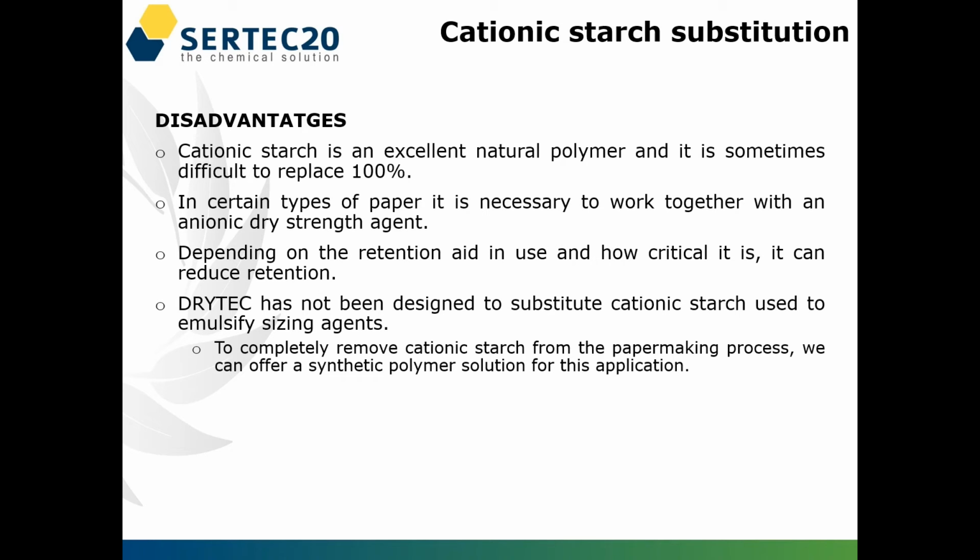Depending on the retention aid in use and how critical it is, it can reduce retention. So, this is why in certain types of paper it is necessary to work together with an anionic dry strength agent like Drytec A Gamma. Drytec has not been designed to substitute cationic starch used to emulsify sizing agents. For this application, we have other synthetic polymer solutions, in case you want to completely remove cationic starch from the papermaking process.